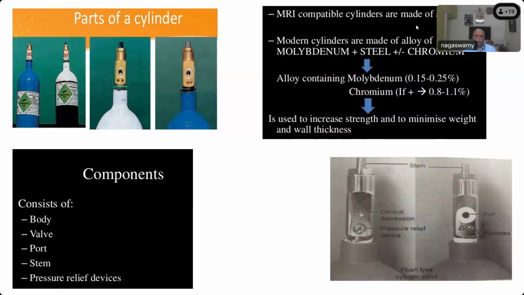And you have aluminum cylinders which are MRI compatible, when you take a machine into the MRI room. This is the stem, this is the port, this is the pin index holes, and the conical depression you saw on the other side. This is the side which attaches to the machine. The other side is where the toggle screw will come and fix it to hold it in position. So the conical depression will be on the posterior aspect, opposite to this.